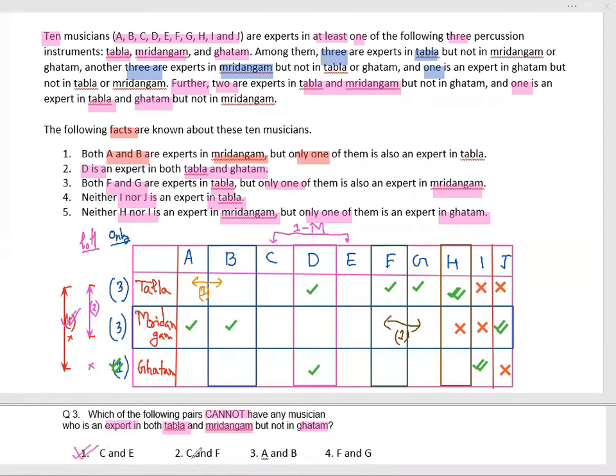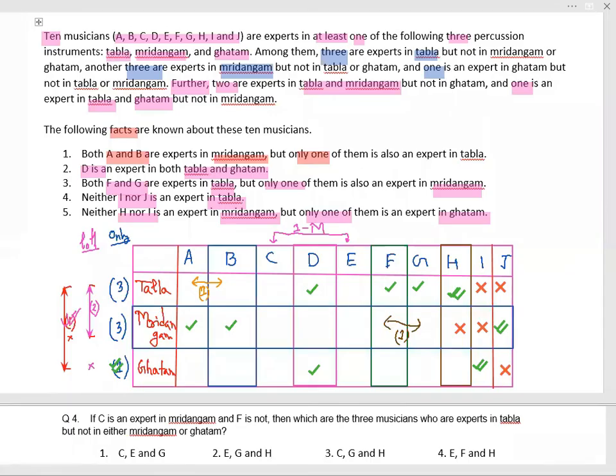Let's check the others. Option 2, C and F. F may be tabla and mridangam both. So due to that reason, it cannot be. Similarly, third option, A and B. Any one of A and B is mridangam and tabla, so it cannot be. Fourth, F and G, also any one of them is tabla and mridangam. It cannot be. The answer would be option 1 in this case.